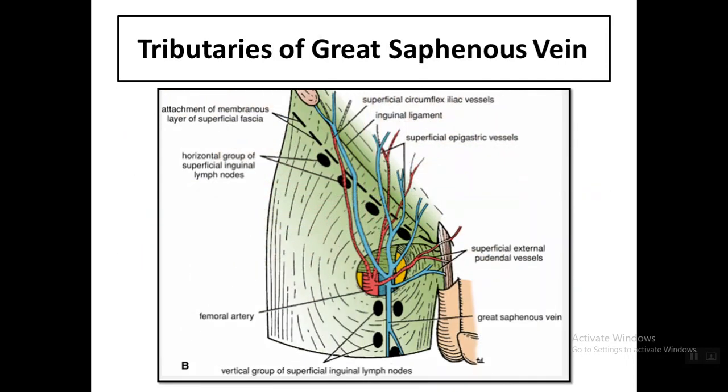What are the tributaries of the great saphenous vein? We have small veins that drain into the great saphenous vein before it drains into the femoral vein. These are called the superficial circumflex iliac vein, the superficial epigastric vein, and the superficial external pudendal vein. These three veins drain into the great saphenous vein before its entrance into the femoral vein.